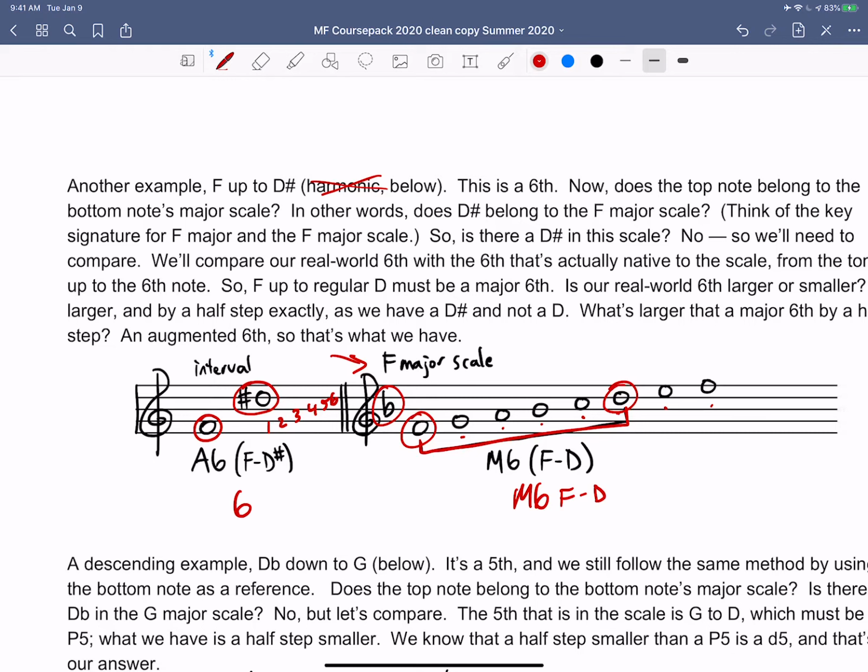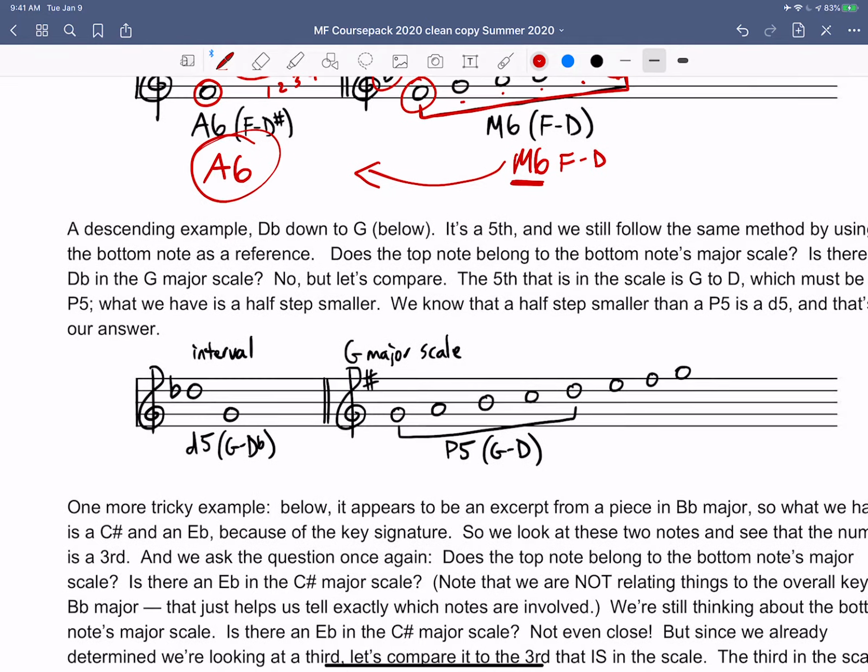So that's important information. Let's go back to the real world over here. Is this interval, F to D sharp, larger or smaller than the interval that we were comparing it to? It's larger, right? D sharp is further away from F than regular D is. So it's larger by a half step. So what's larger by a half step than a major sixth? An augmented sixth. And that's your answer for this one.